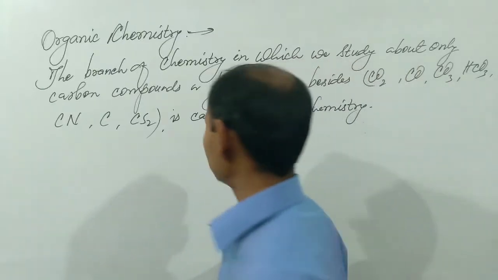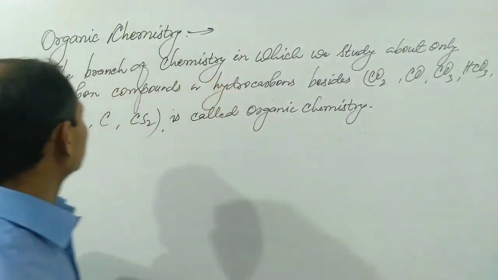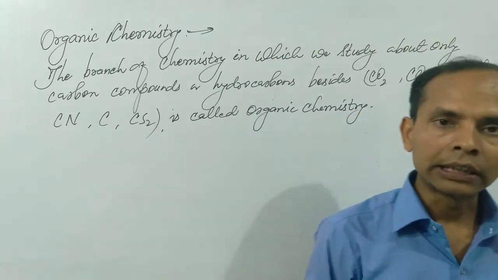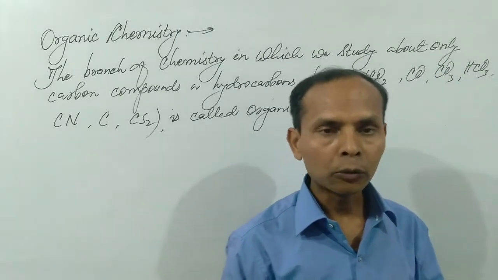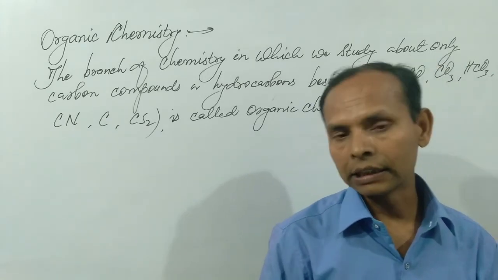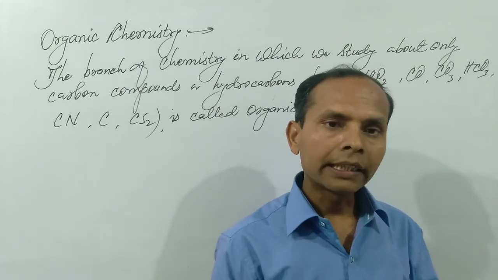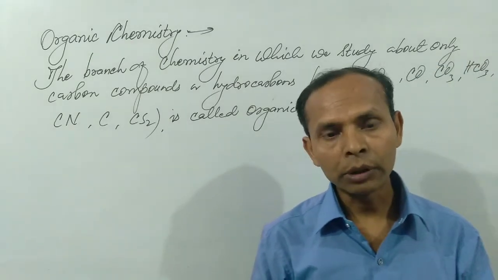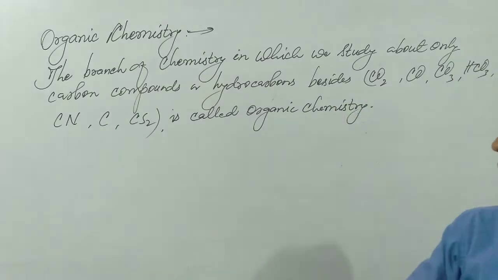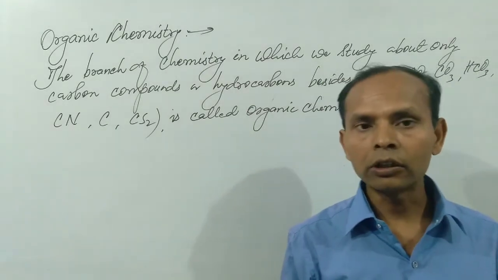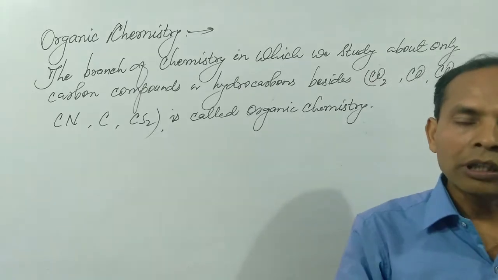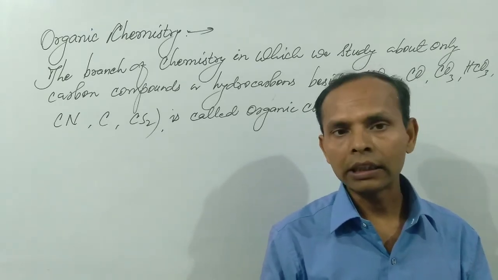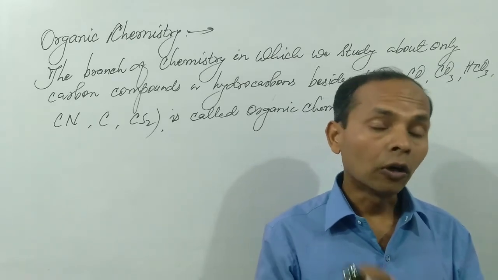Besides CO2, CO, CO3, SO3, CN, C, CH2, these 7 radicals or compounds containing a carbon atom have not been considered as a group of organic compounds or organic radicals, but these are inorganic radicals or inorganic compounds in spite of having a carbon atom in them, because the properties of such compounds or radicals are not similar to the properties of organic compounds. They are similar to the properties of inorganic compounds. That is why we have to study these compounds or radicals in the field of inorganic chemistry.